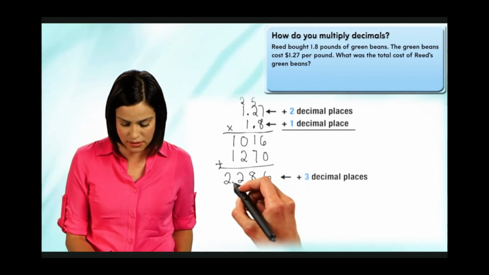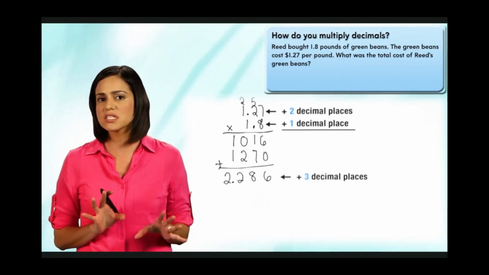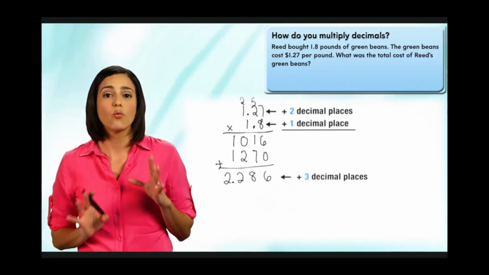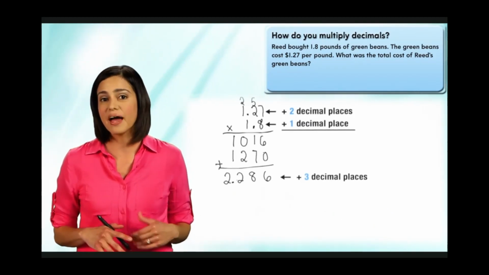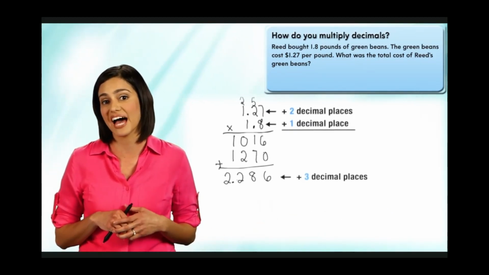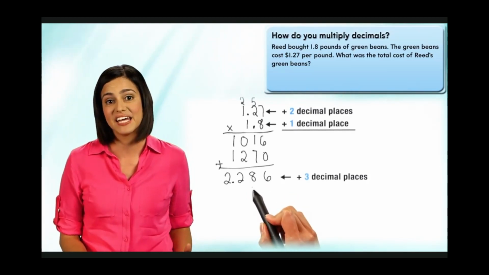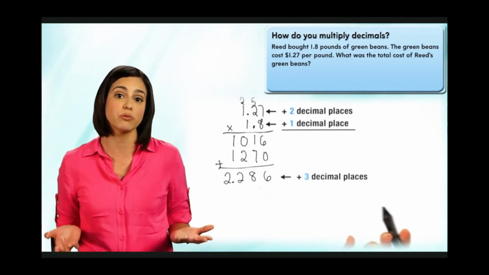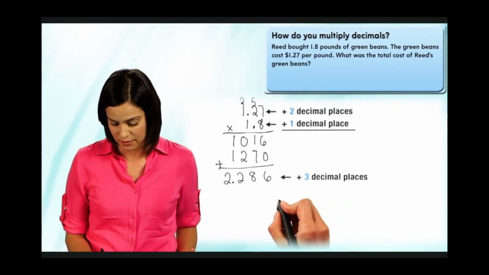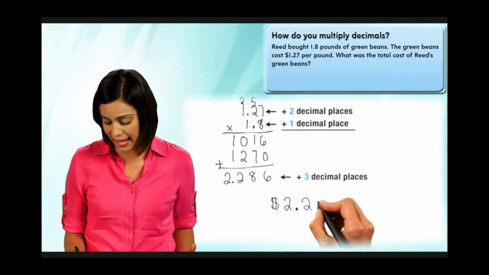Now, this answer looks a little strange. And the reason it looks a little strange is because we're dealing with money. So if we're dealing with money, that means we need to round to the nearest hundredths. Here's our hundredths place. We have an 8. If you look at the number on the right, it's a 6, which means we round up. So we have $2.29.